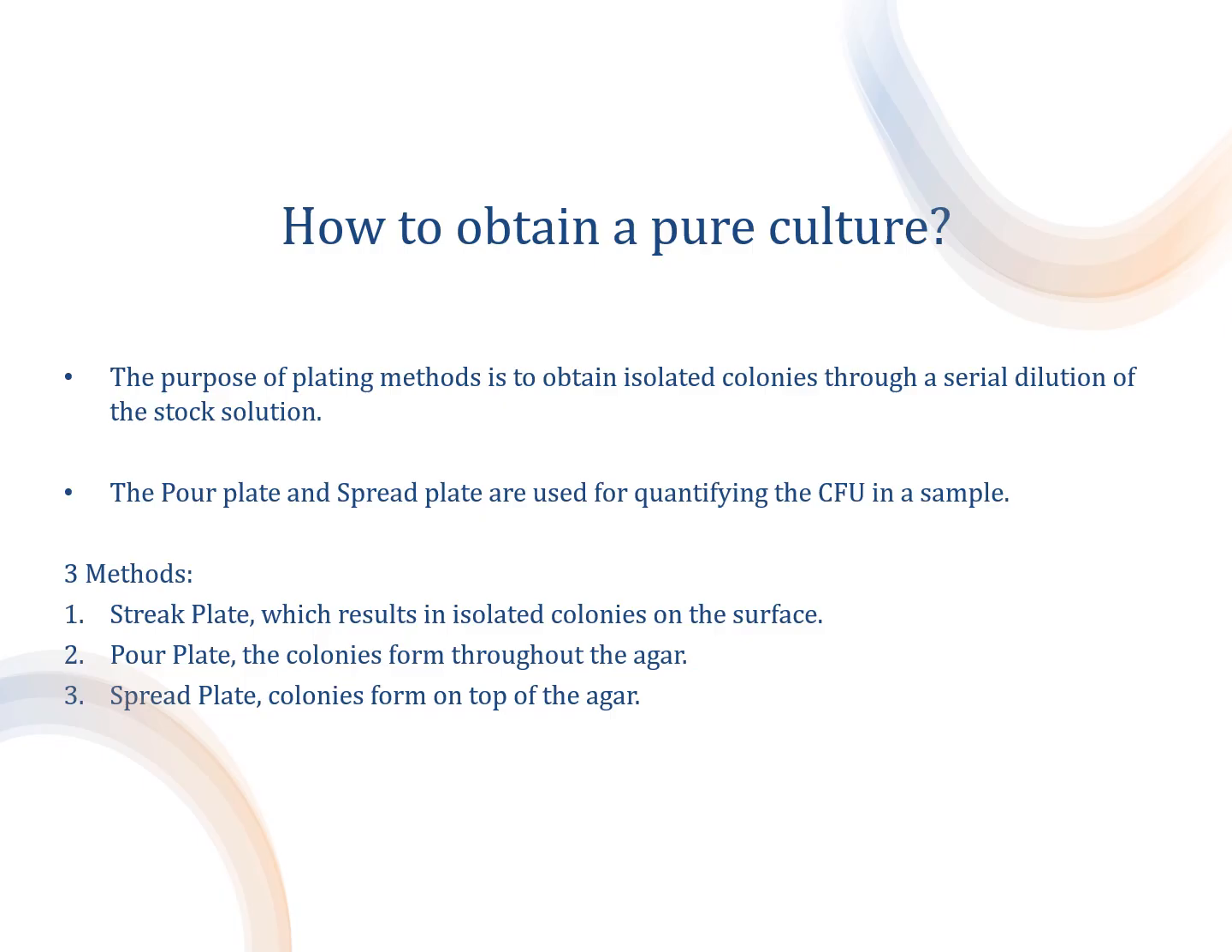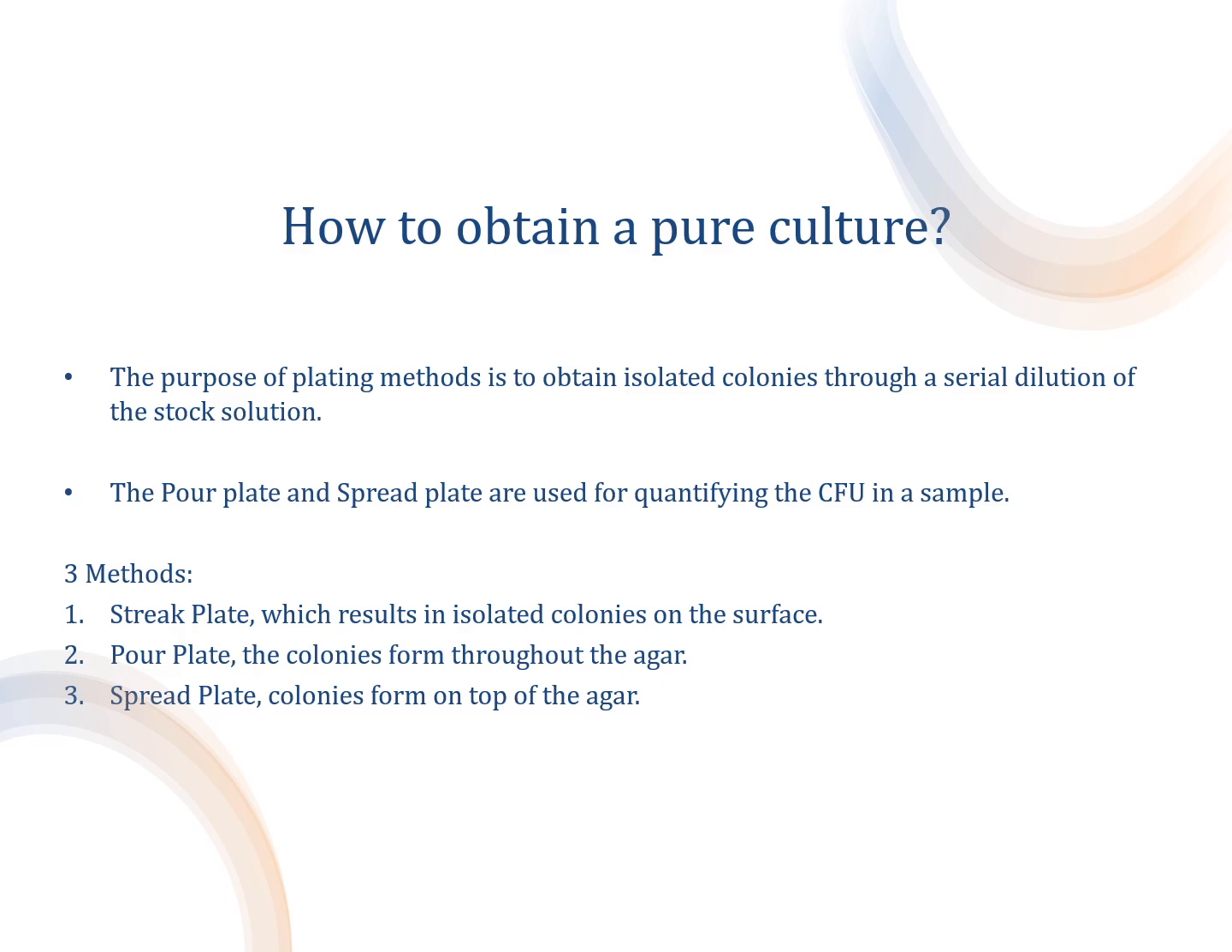So number 7 is, what are the ways to obtain a pure culture? You can get a pure culture from a streak plate, a pour plate, or a spread plate. And we do these methods to get isolated colonies. So when you do a streak plate, you're only getting isolated colonies. You can't quantify bacteria from that. When you do a pour plate or a spread plate, you use that for quantifying bacteria due to a number of colony forming units that you can calculate.